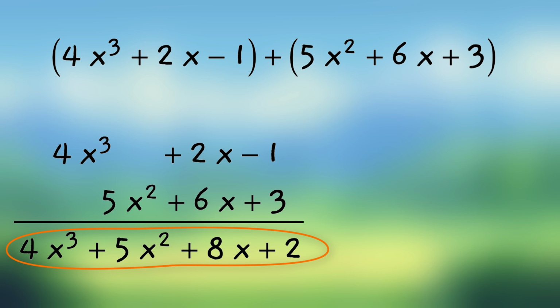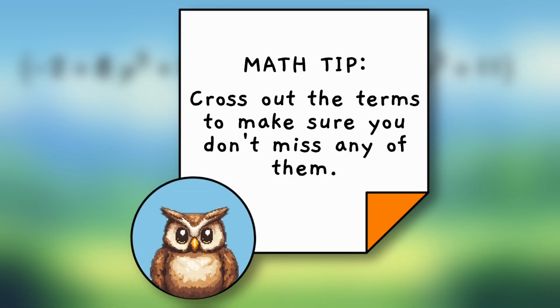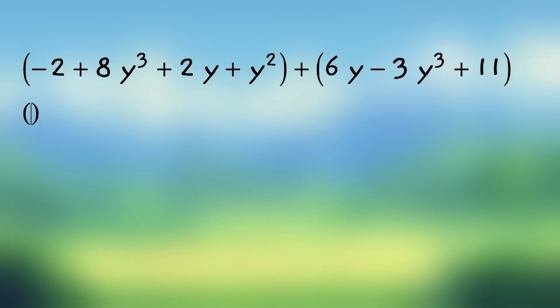Let's add some more polynomials. This time, the terms will be a bit more jumbled. We'll add -2 plus 8y cubed plus 2y plus y squared and 6y minus 3y cubed plus 11. We'll add these by grouping like terms. To make sure we don't miss anything, we'll cross out the terms as we group them. We'll group the terms from the largest exponents down to the smallest.